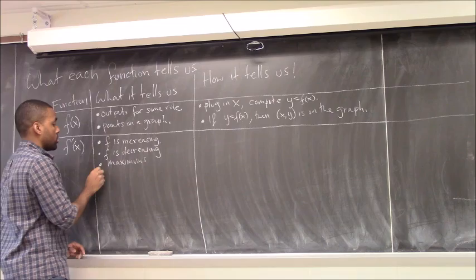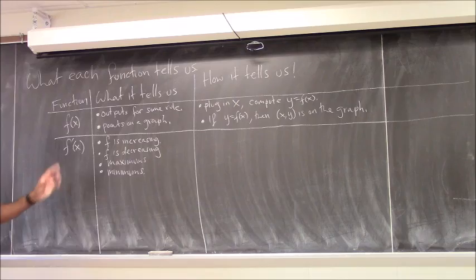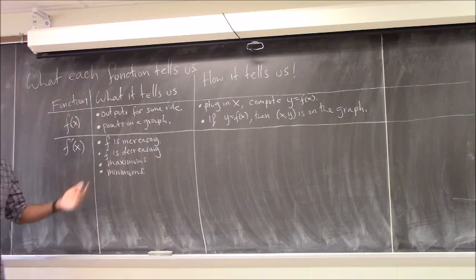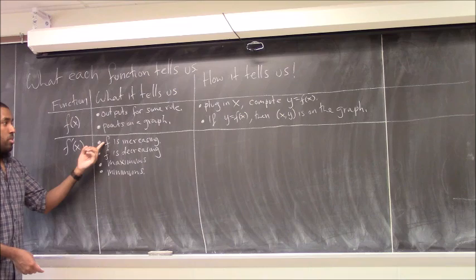Remember, for a quadratic, things were easy. We can find the maximums or the minimums by just using the vertex formula. In general, there is no vertex formula. There's no formula for finding the maximum of a random function. We can use calculus to calculate that. So whenever we need to find a maximum or a minimum, we can use derivatives. If we need to figure out if a function is increasing or decreasing, we can use derivatives.